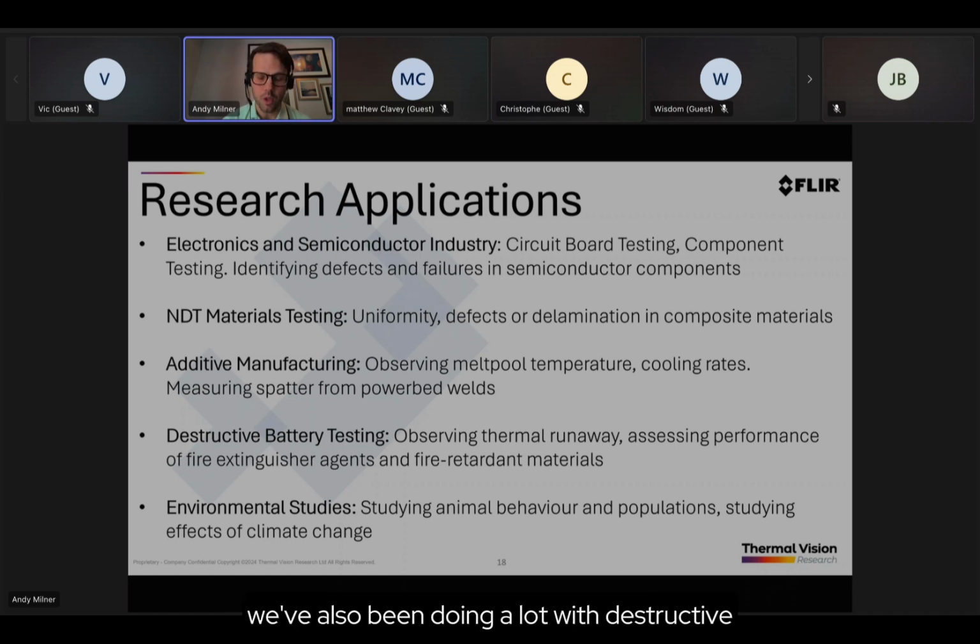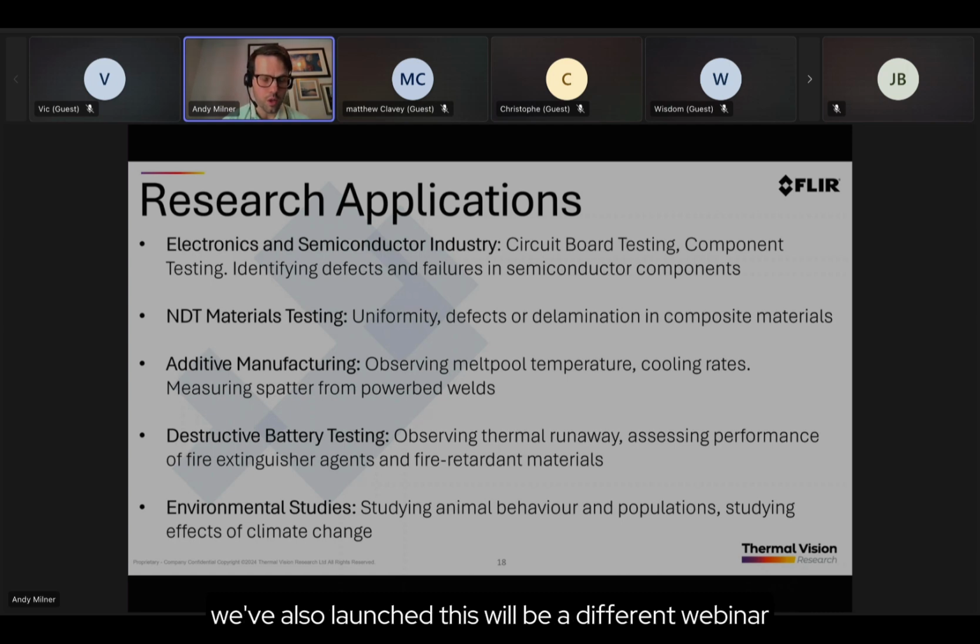We've also been doing a lot with destructive battery testing, so observing thermal runaway, assessing performance of the batteries, and this has also led on to companies who are looking at different fire extinguisher agents, or just different strategies to putting out fires, and different protective materials as well.